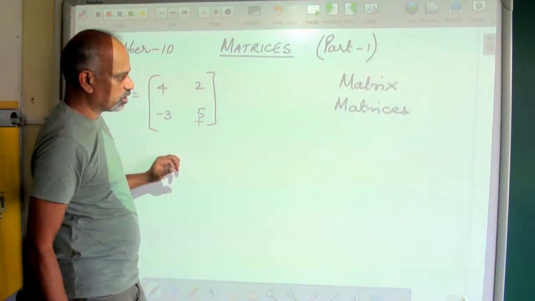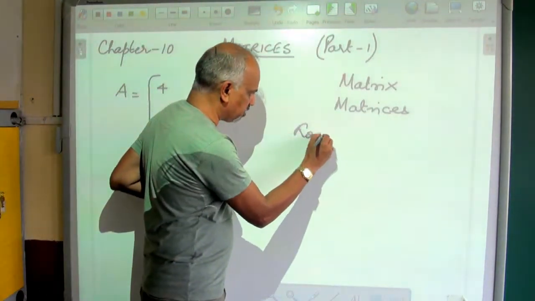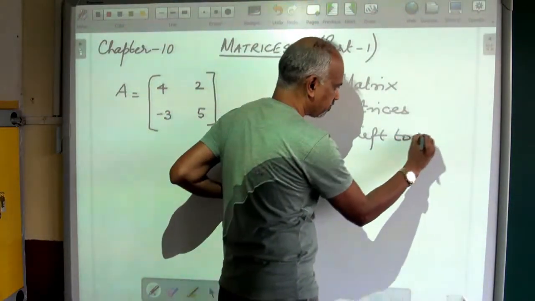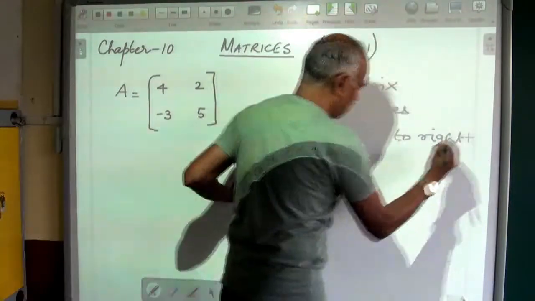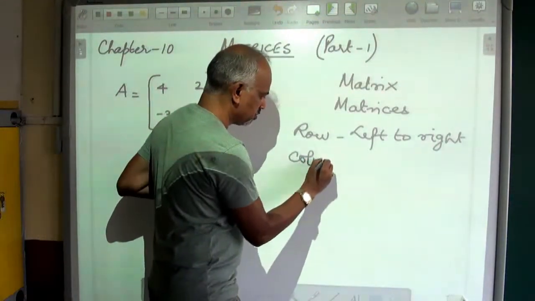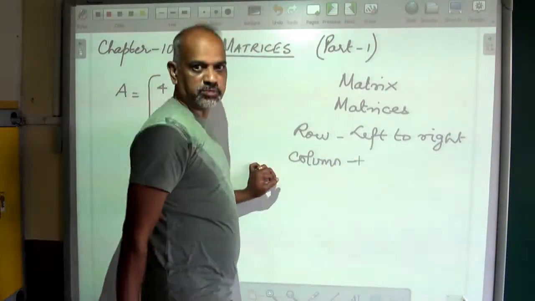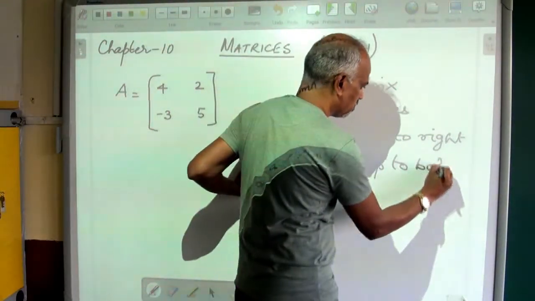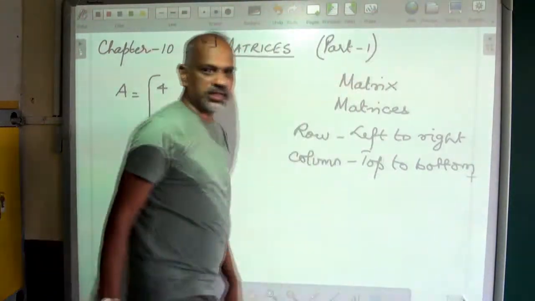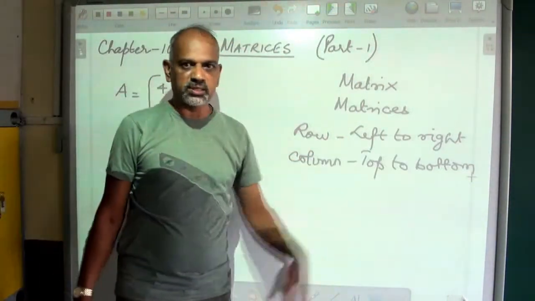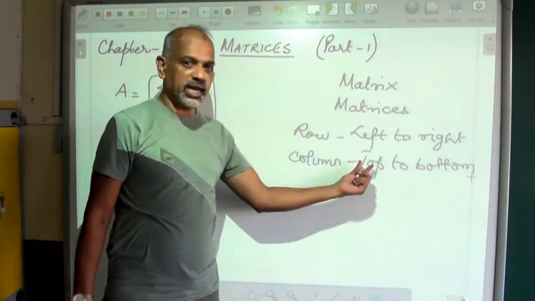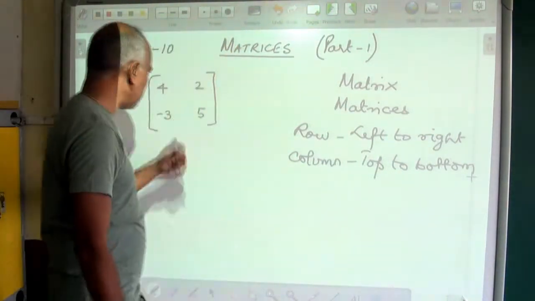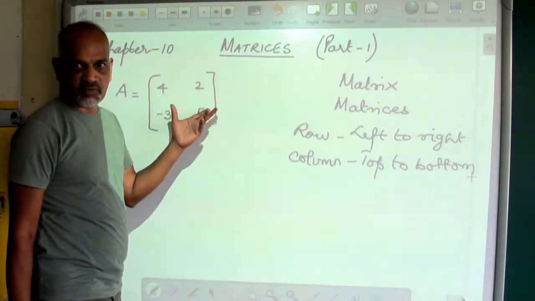Now, you should know what is a row. Row is anything which is arranged from left to right, and columns are arrangement from top to bottom. So anything which is from left to right is a row, and anything which is from top to bottom is a column. So let's see how many rows and how many columns are there for this.